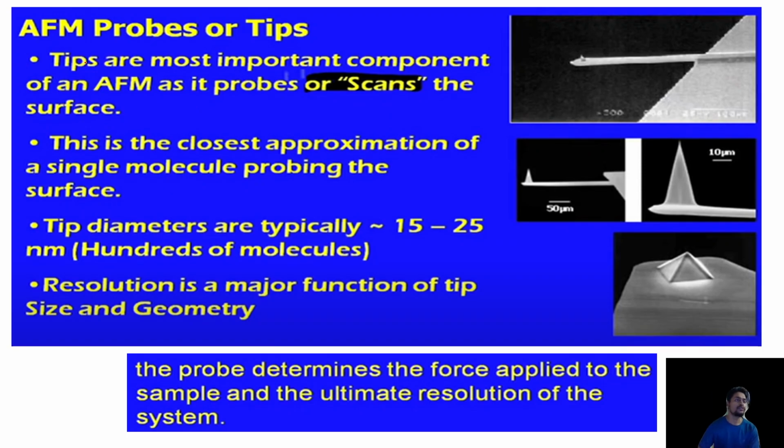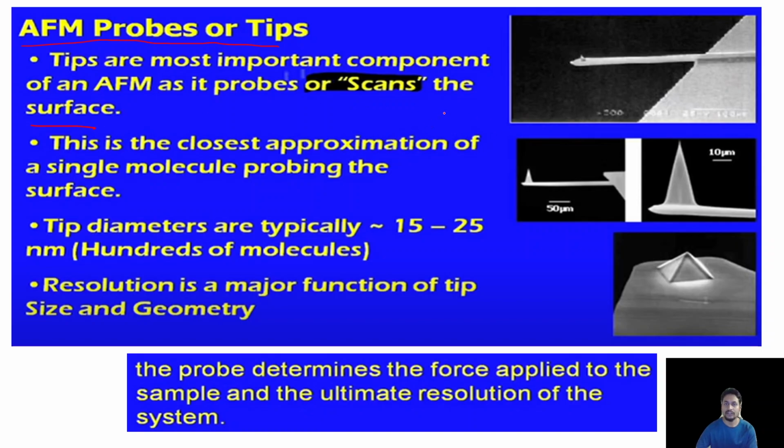So first, let us discuss the probe. What are the features of the probe? These are the typical probes that look like this, with a very fine tip. Tips are the most important components because that is actually going to measure the force. It is going to respond to different forces. The tip is the most important component of an AFM as it probes or scans the surface, right?